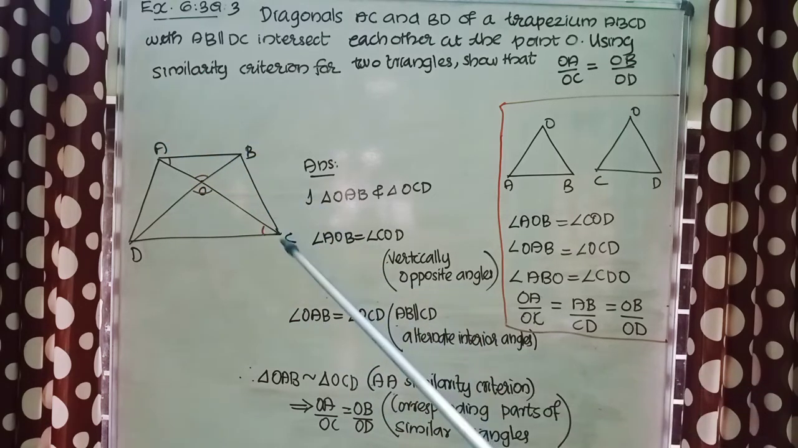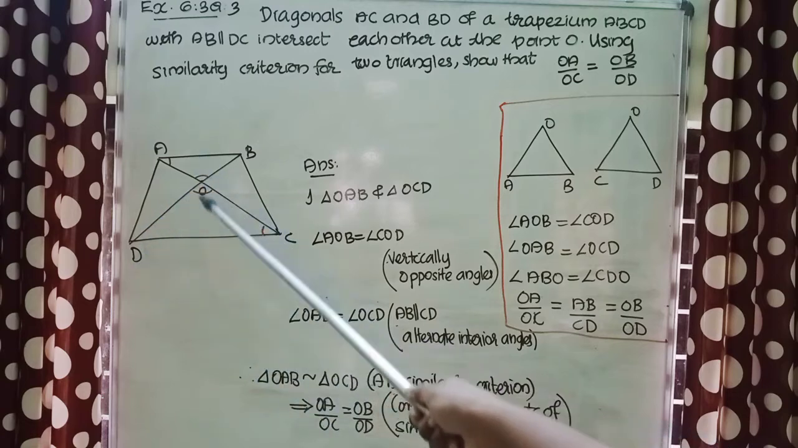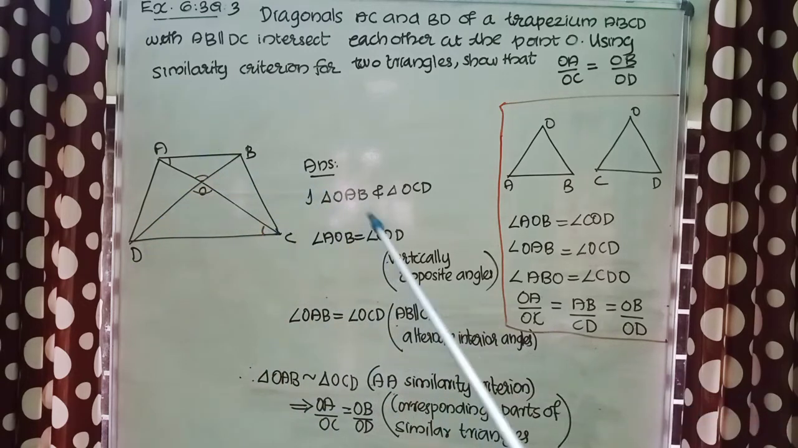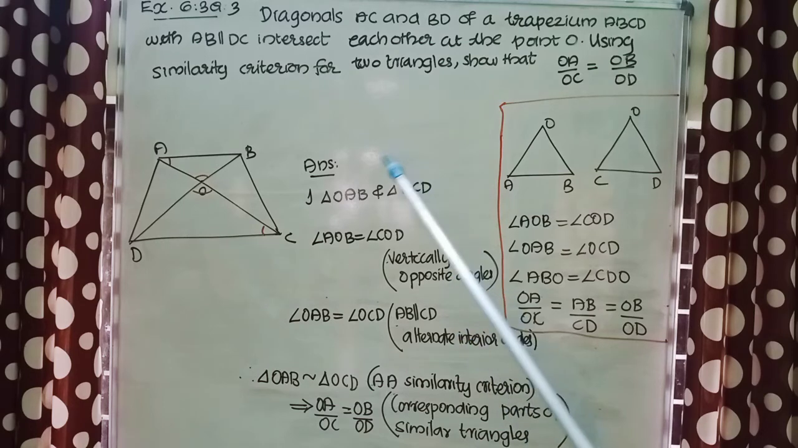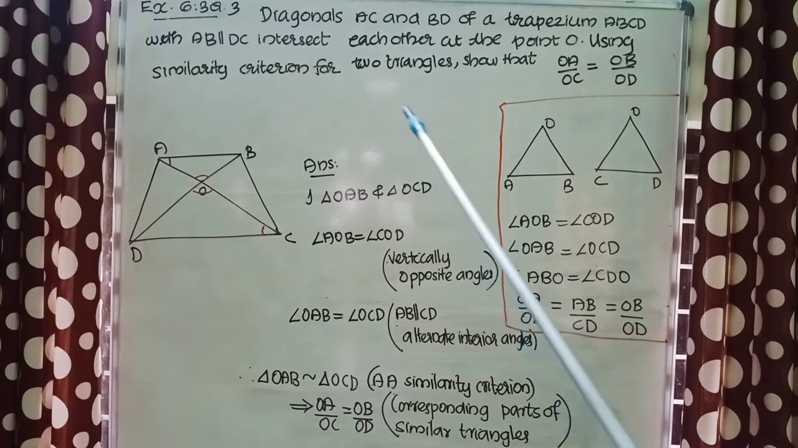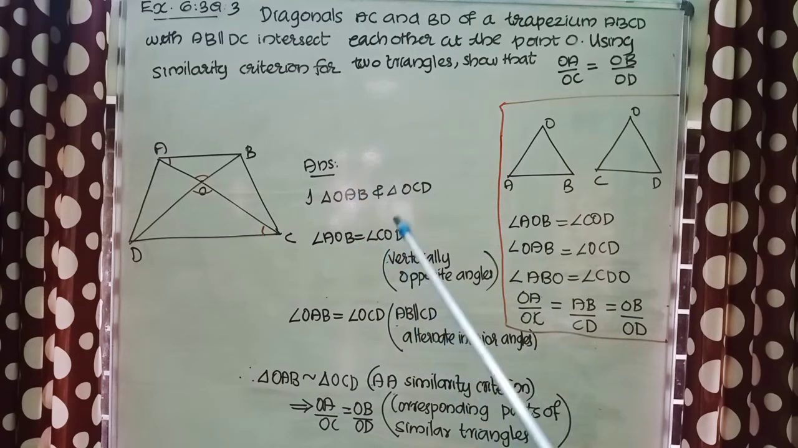AOB, COD, we can see they are equal because they are vertically opposite angles. So we can write in triangle OAB and triangle OCD, angle AOB equals angle COD. The reason is vertically opposite angles.